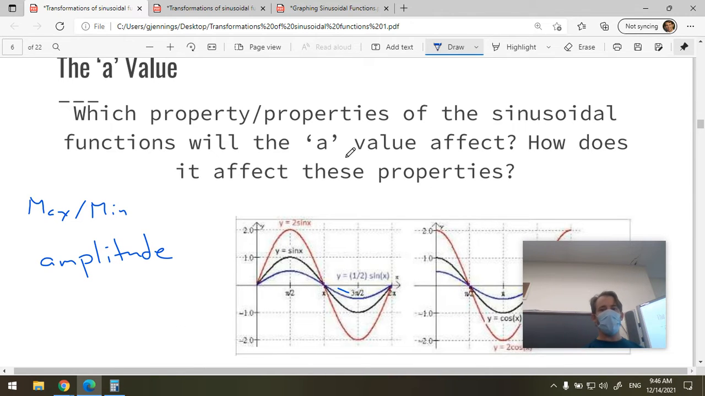So not only does the A value affect the maximum and the minimum, but it affects the amplitude of these functions. Another thing to remember, notice that the x-intercepts, they stay where they are. They don't stretch, because multiplying 0 is just still 0. So that's why those are still there.